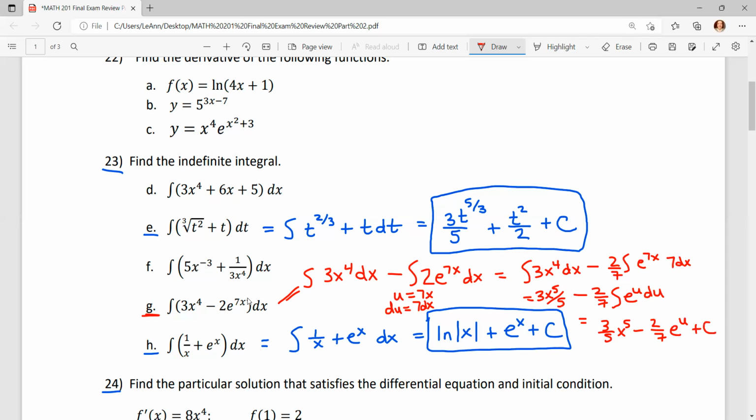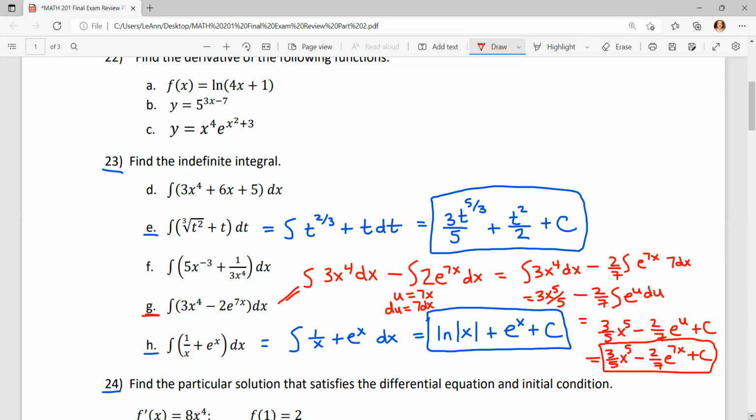The only thing wrong with my final answer is this doesn't need to be u. It needs to go back to being 7x. When you're doing an indefinite integral, it is required that you back substitute because your answer needs to be in terms of the original variable. So there is my answer for that one. So I added that one in. Nobody asked for that one, but that is slightly different than h because of the 7x. So it makes it a little more complex.